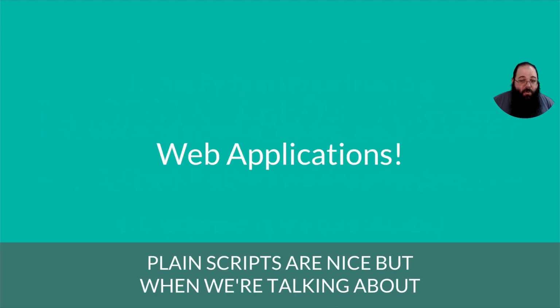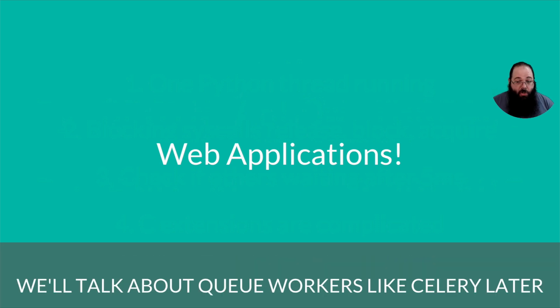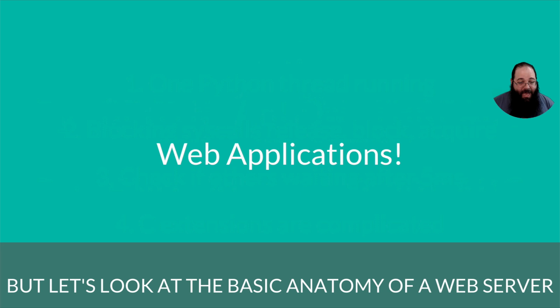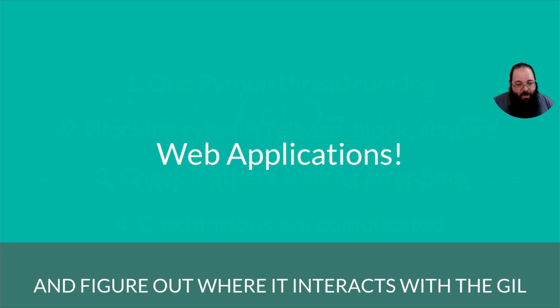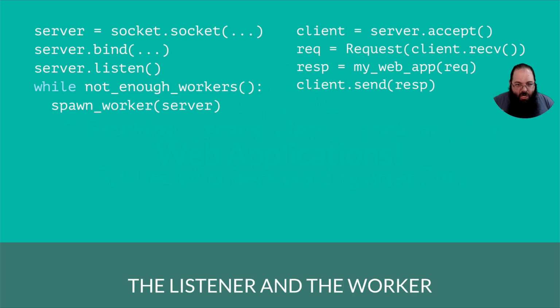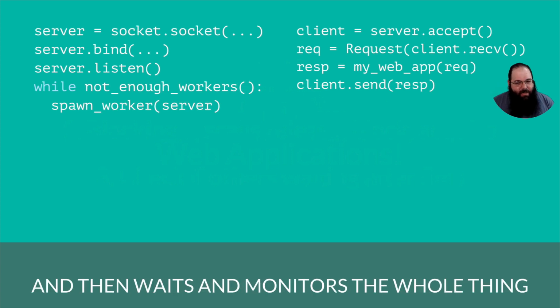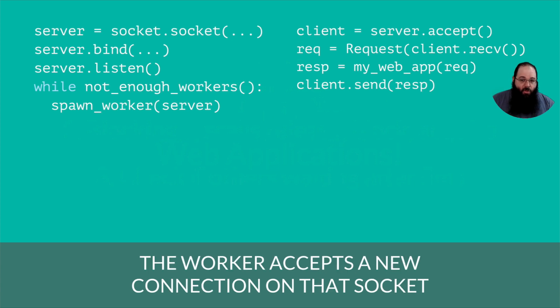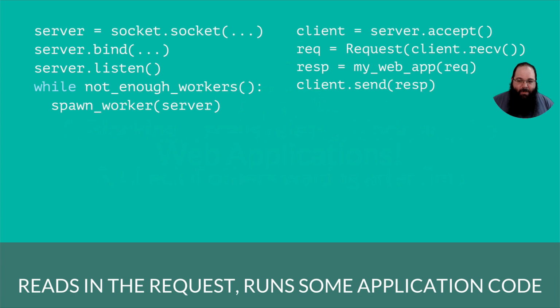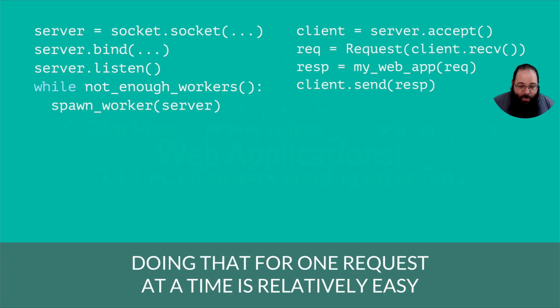Plain scripts are nice, but when we're talking about production environments, we usually mean web applications. We'll talk about queue workers like Celery later, but let's look at the basic anatomy of a web server and figure out where it interacts with the GIL. A web server has 2 major components, the listener and the worker. The listener opens the socket, spawns some workers if needed, and then waits and monitors the whole thing. The worker accepts a new connection on that socket, reads in the request, runs some application code, and sends back a response. Doing that for one request at a time is relatively easy.